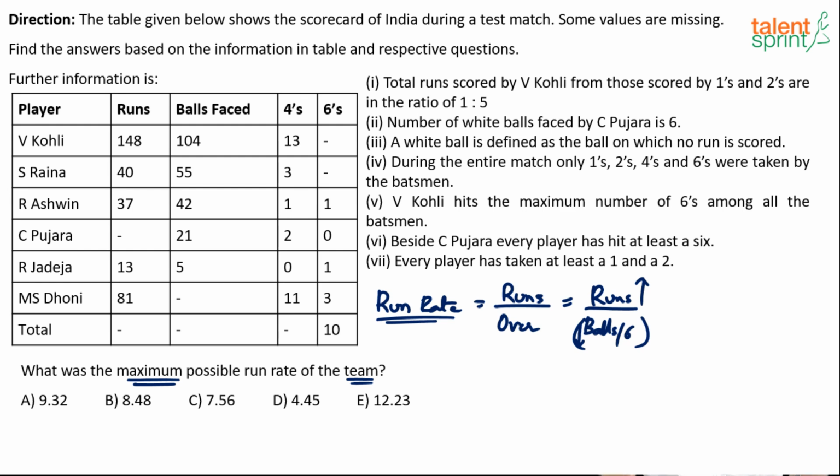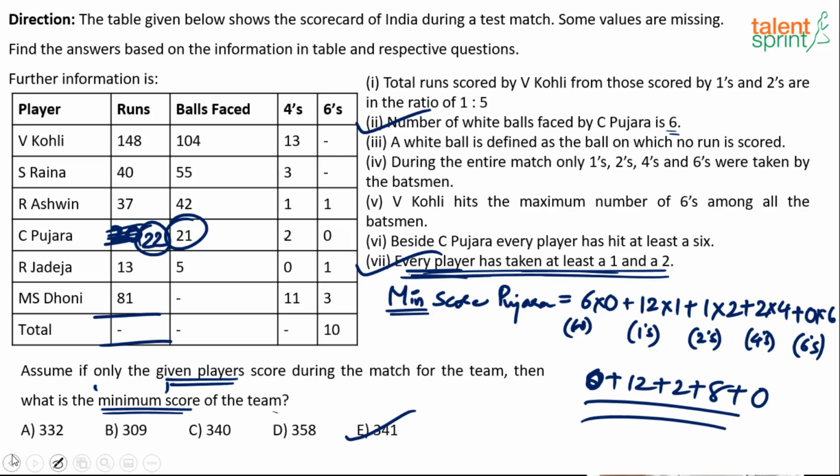So how do you do it now? Have you already found the maximum possible runs for Pujara? Let me just check. We didn't find the maximum possible, we found the minimum score. We found minimum for Pujara.